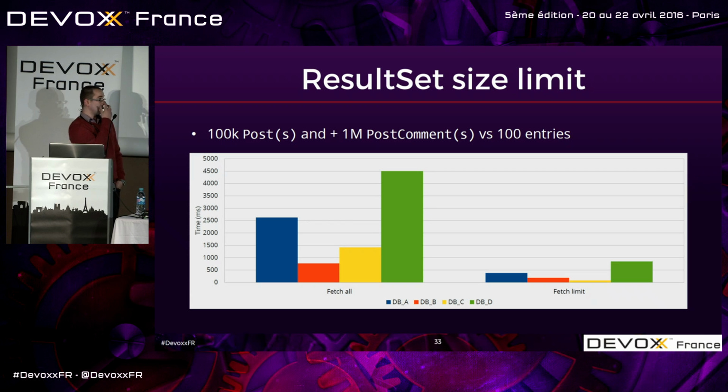Okay, so we can see that, for example, if I'm going to select 100,000 post entities and 1 million post comments, versus just limiting this whole result set to 100 entries, there's a big difference in the response time. That's why I mentioned that it's very good to limit the result set, because you will see a very dramatic performance improvement from this setting.